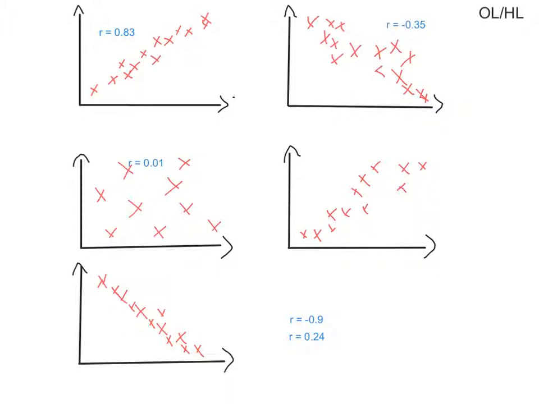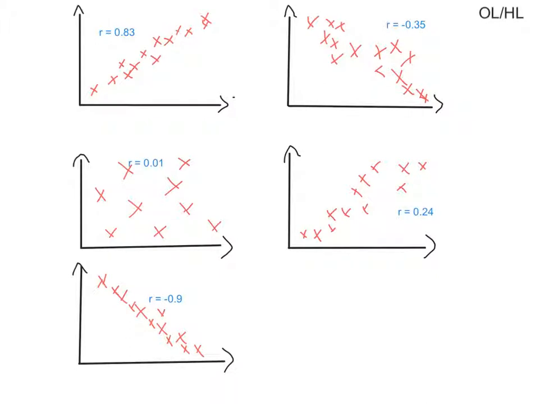The next correlation coefficient is minus 0.9. This is close to minus 1, so it represents negative strong correlation. So this bottom diagram here. And the last one is 0.24. It is close to 0 but positive, so therefore it represents weak positive correlation.